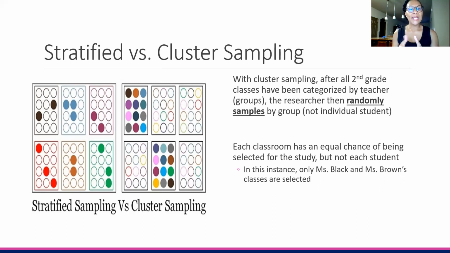If we're looking at the right-hand side of the image here, we'll see that with cluster sampling, only Ms. Black's and Ms. Brown's classes were selected to participate in the study. So students in the other 4 classrooms would not be included, would not be counted among the participants of this research study.